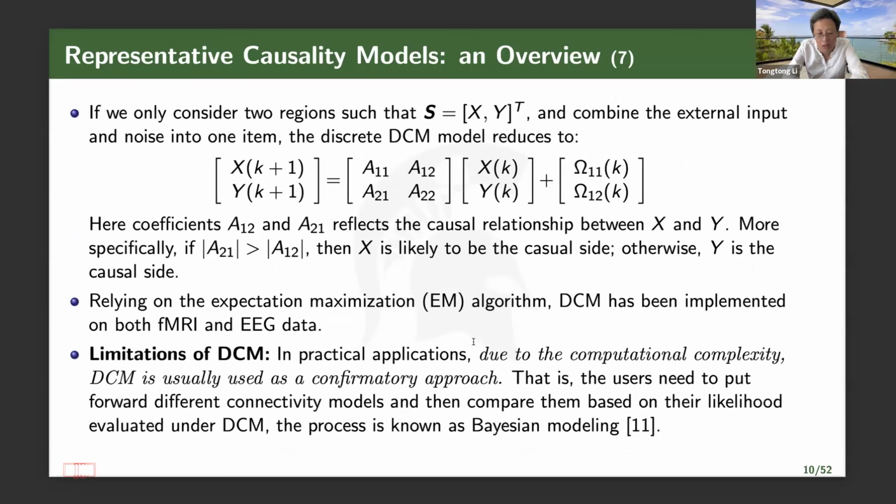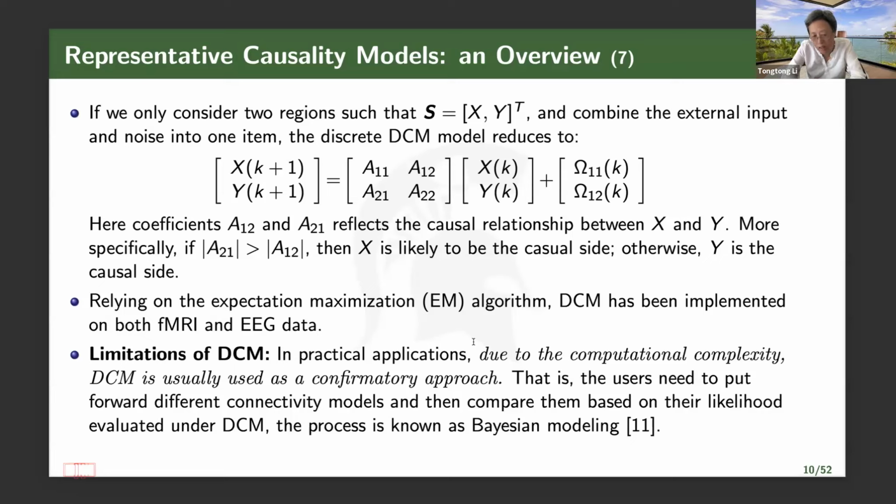So the limitation is that it's quite computational. The computational complexity is generally quite high. And you have to compare different models and determine which is the best one. This process is called Bayesian model comparison. So it's not that straightforward. That is the limitation of DCM.